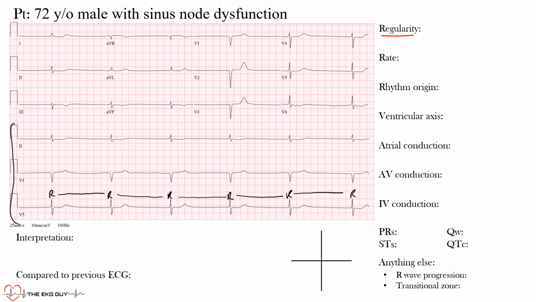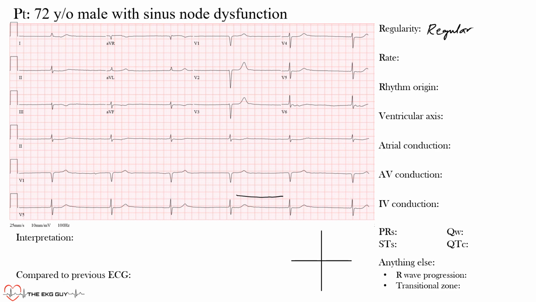These are all different R to R intervals. If they're the same throughout, we call that a regular rhythm. And in this case, the distance between them is quite regular. So this is in fact a regular rhythm. Okay, so that's the regularity. Next we look at the rate. And we look at the regularity first because then it dictates some ways that we can find the rate.